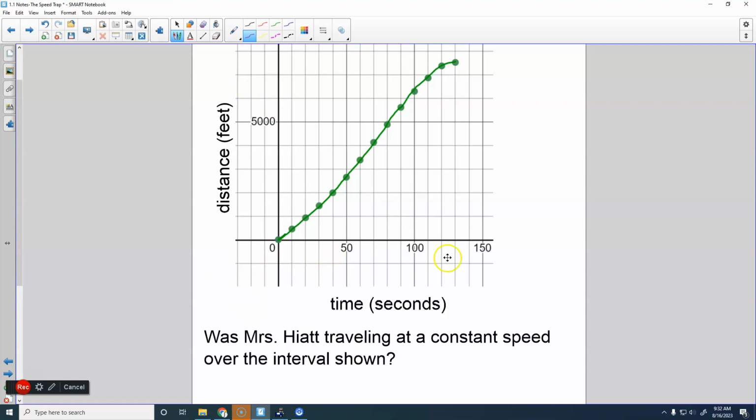Okay, so we'll notice this is similar to the last graph in that we've got time on the x-axis, distance on the y-axis. So you always have to pay really close attention to that. We're going to look at some that are not that way soon.